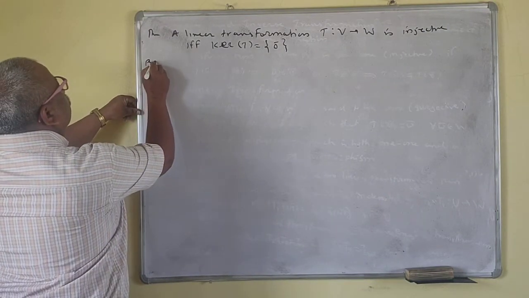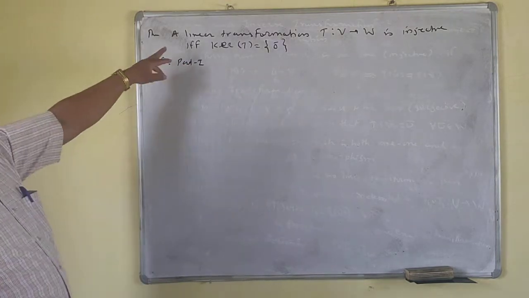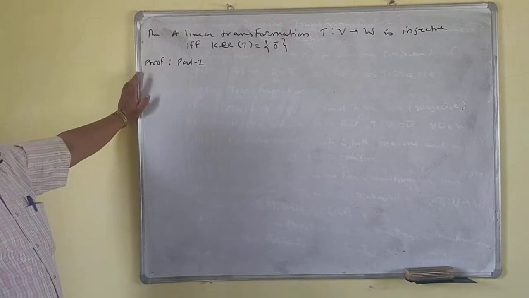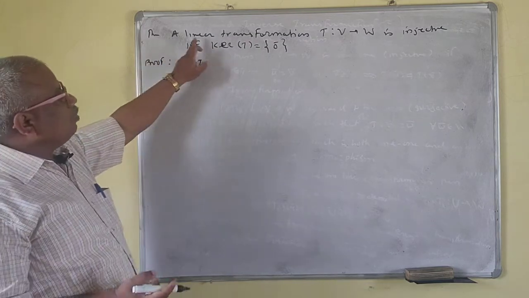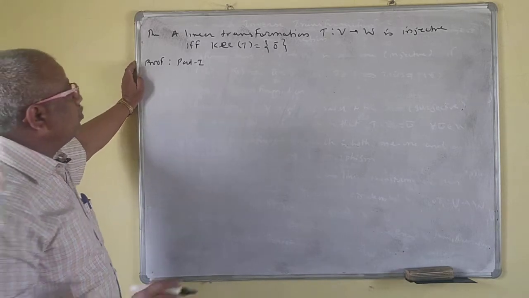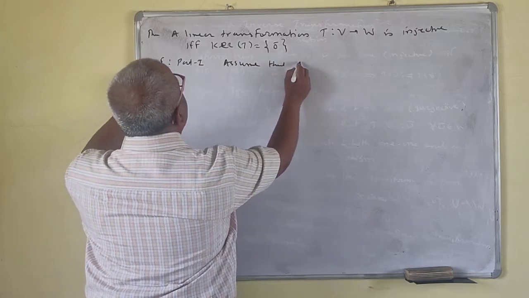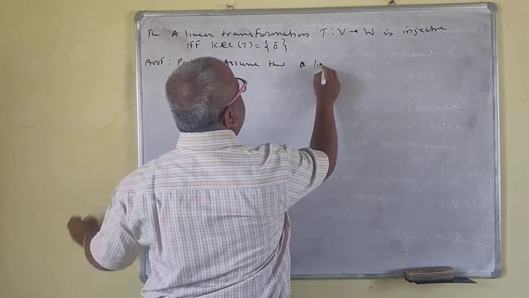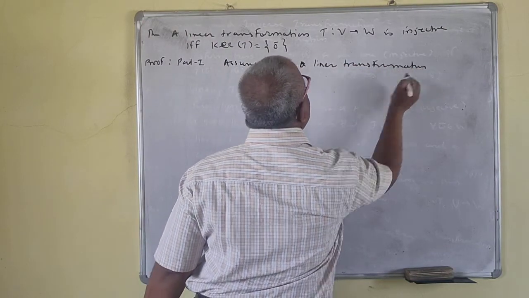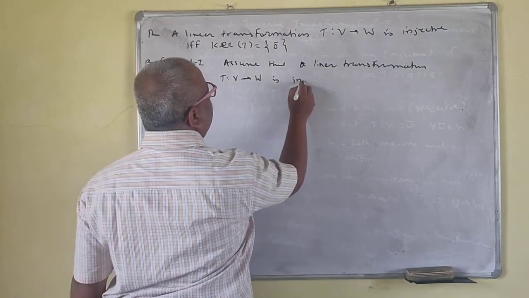So, the proof. Part 1. For an if and only if statement, first we have to assume the part before the if and only if, and then prove the part after it. So first we assume that a linear transformation T from V to W is injective, and we will prove that the kernel of T is the singleton zero vector. So part 1: assume that a linear transformation T from V to W is injective.